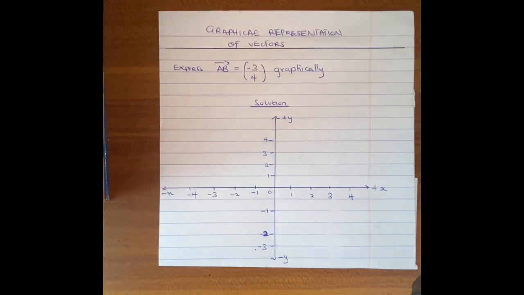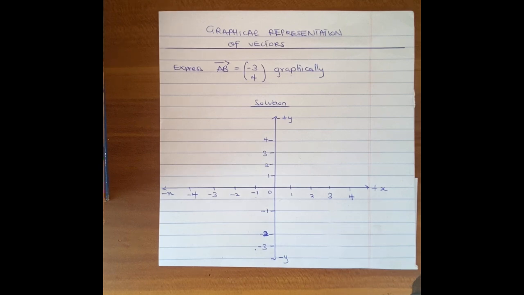In today's lesson, we shall talk about the graphical representation of vectors. So let us look at the example that we have. It says that we are to express vector AB with component -3, 4 graphically.